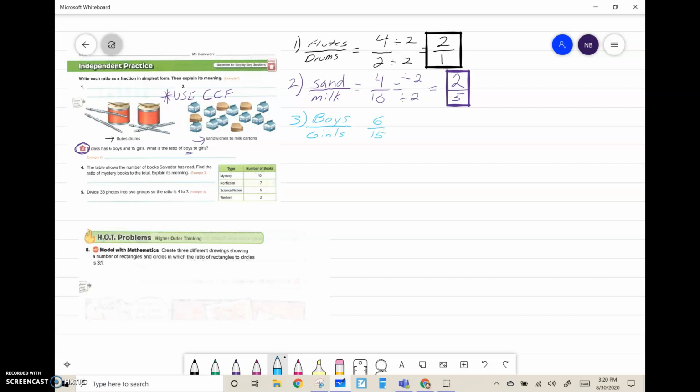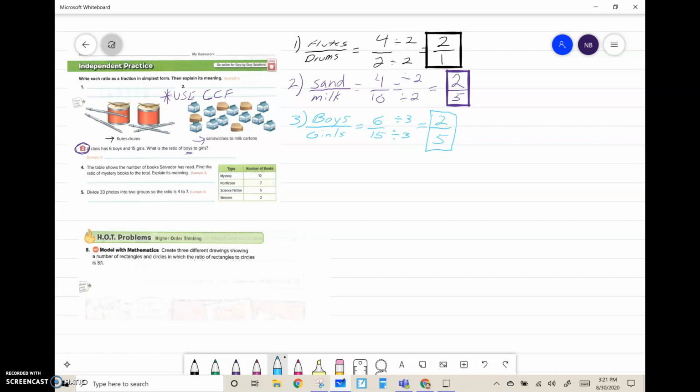over 15 girls. So we need to find the GCF of 6 and 15, and that's what we worked on last week. And when we find that GCF, we divide the numerator and denominator by that. In this case, the GCF is going to be 3. So I have 6 divided by 3 as 2, and 15 divided by 3 as 5. All right. So our fraction in lowest terms for boys and girls would be 2 over 5.